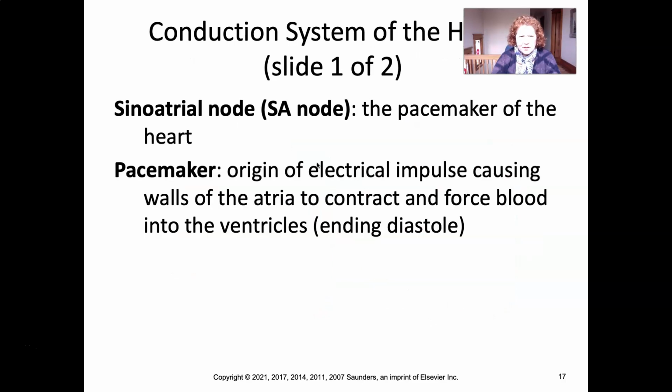You have an SA node, a sinoatrial node, and it is the pacemaker of your heart. If you've ever heard of someone who's gotten a pacemaker placed in them, it's because their SA node is not working the way that it should. And so they need an electronic device called a pacemaker that can provide that service. And the pacemaker part of it is the electrical impulse causing those walls to contract and force the blood from the atria into the ventricles. Okay?